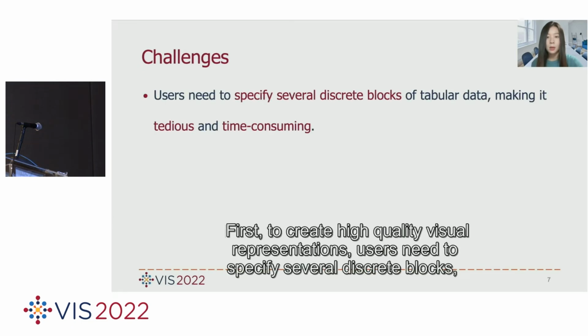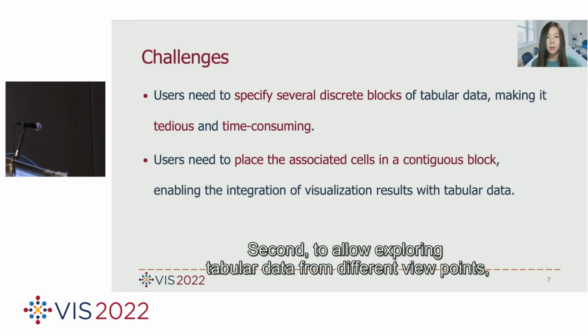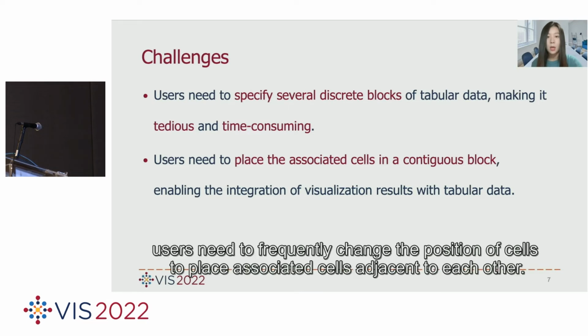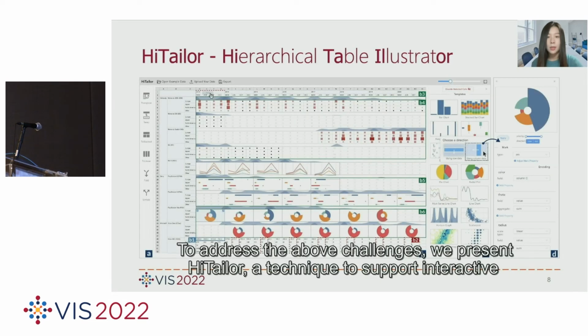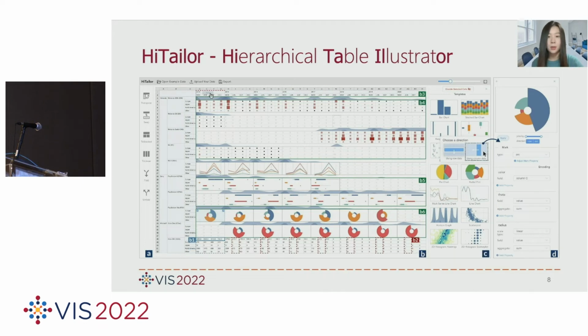First, to create high-quality visual representations, users need to specify several discrete blocks, which is tedious and time-consuming. Second, to allow exploring tabular data from different viewpoints, users need to frequently change the position of cells to place associated cells adjacent to each other. To address the above challenges, we present Hightailor, a technique to support interactive transformation and visualization for hierarchical tables.